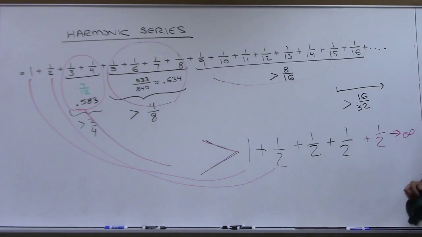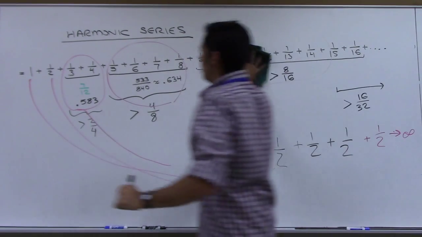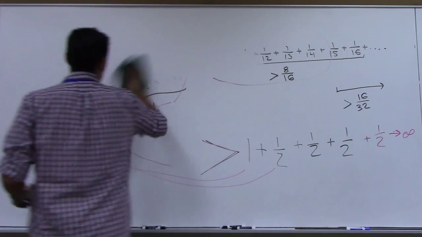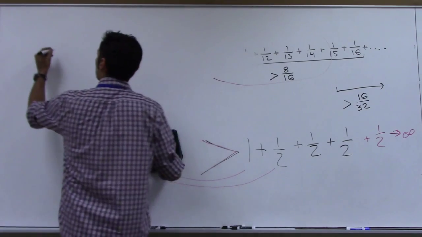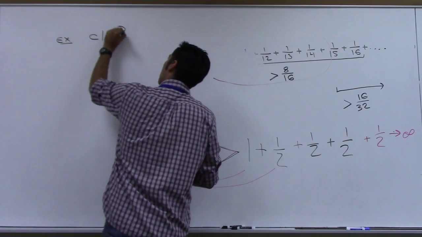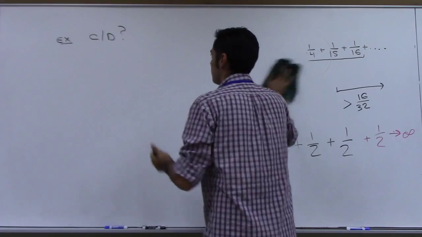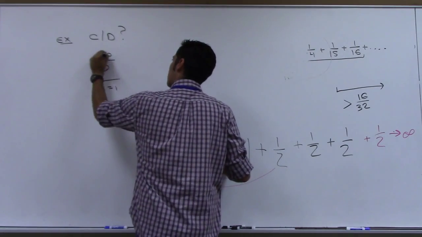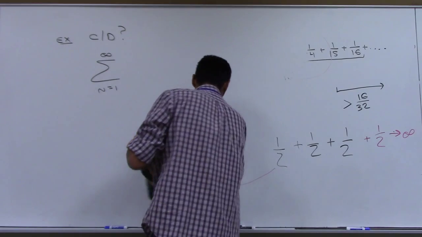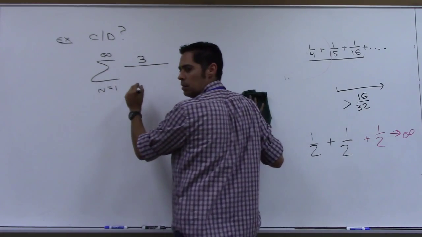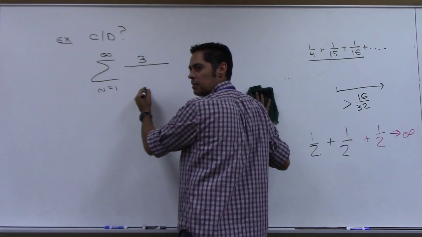So I'll give you an example of something you would see on an assignment. Does this converge or diverge? But now I'm talking about a series, not a sequence. The sum from n equals 1 to infinity of 3 over... are you adding up all those numbers to infinity?